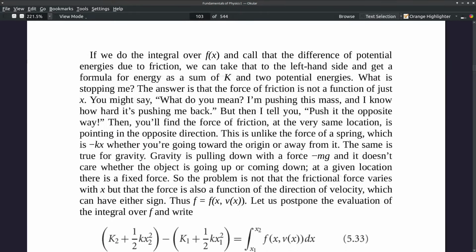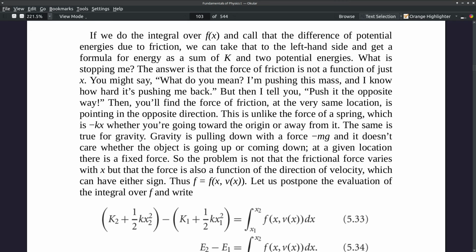All right, so makes sense so far. If we do the integral over little f of x, and we call that the difference of potential energies due to friction, we can take that to the left-hand side and get a formula for energy as a sum of k and two potential energies. So you got k plus the two potential energies equals this energy sum. Now, what's stopping me? Well, the answer is that the force of friction isn't just a function of x.